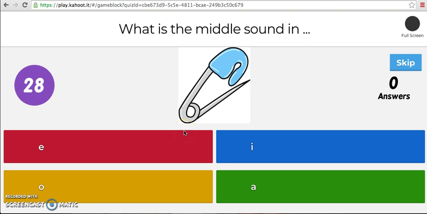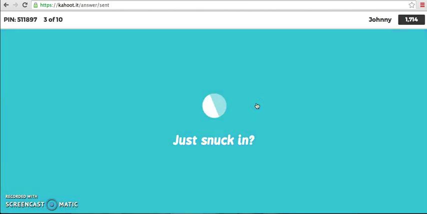What is the middle sound in pin? This one's really tricky for them because they like to say it with an E, the eh, instead of the I sound. So as they were focusing on it, I would say, make sure you remember, put in, and they would go to their screen, I.